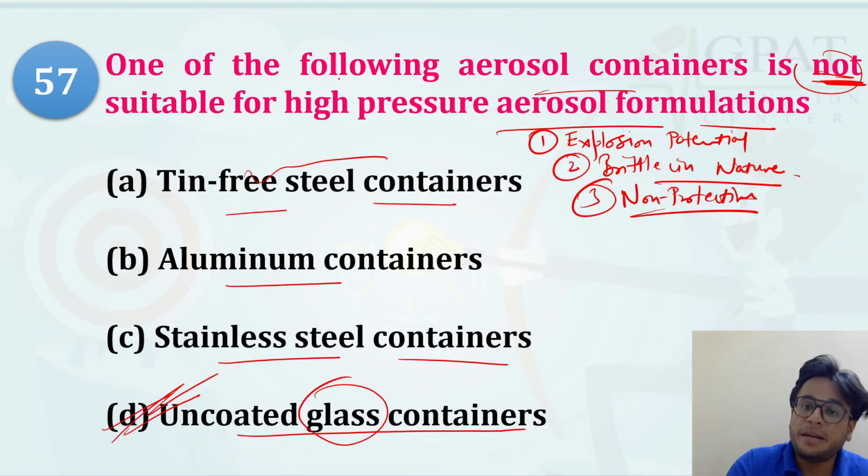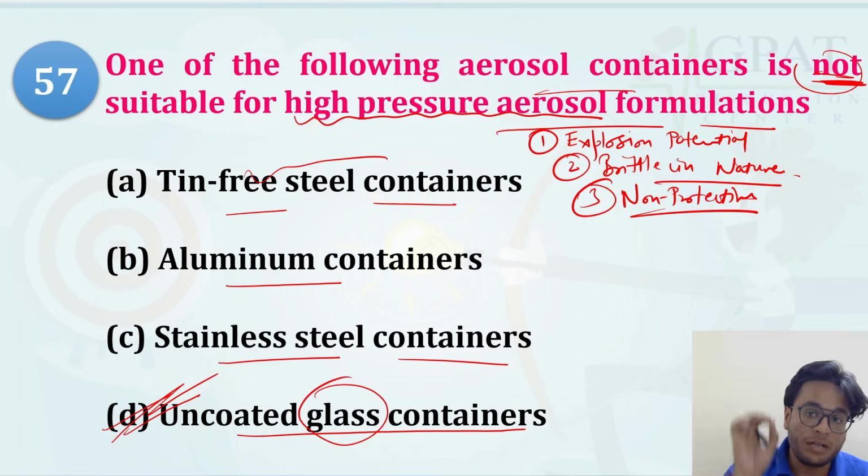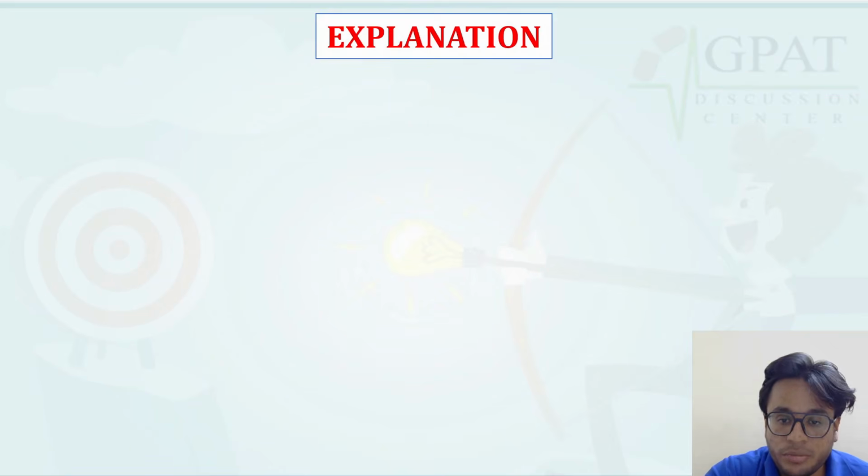of glass, and we are mainly utilizing it for the high pressure aerosol formulation. So that's why we can't utilize those uncoated glass containers for high pressure aerosol formulations. So D is going to be the correct option.